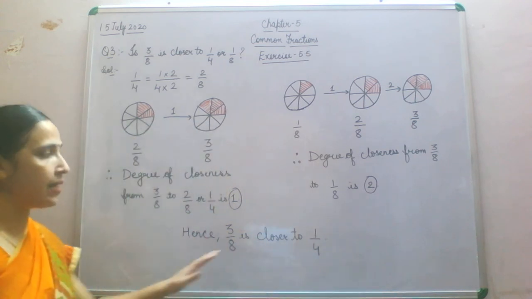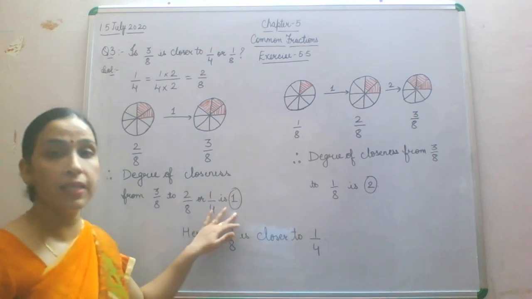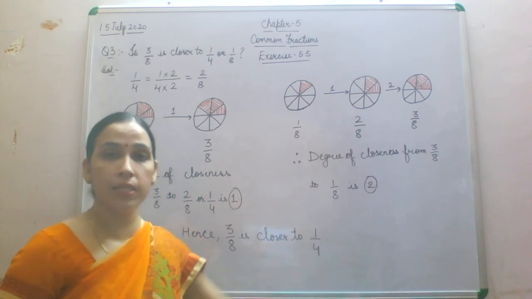Hence 3 by 8 is closer to 1 by 4, because here you can see the degree of closeness is 1 and here you can see the degree of closeness is 2.